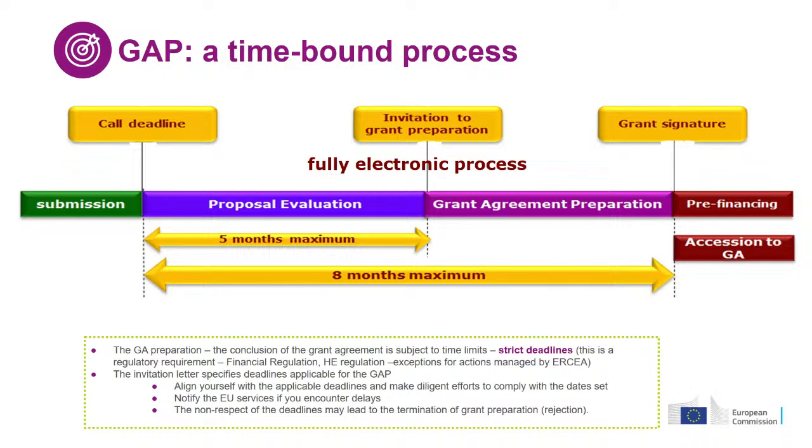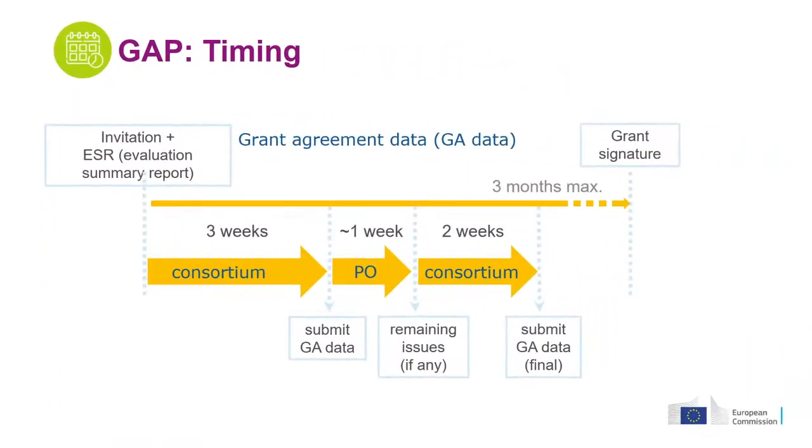But this should be very exceptional, and you should not count on an exception being granted, because there are only specific cases where this could be done. So it's better to be on the safe side and do whatever is possible, be reactive, so that you don't end up in the difficult situation of having been invited to sign a grant and not receiving it, not having been awarded.